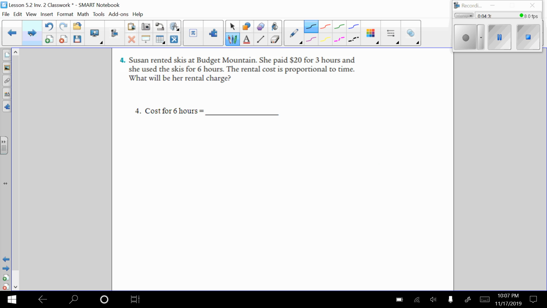So now let's look at another one. Susan rented skis at Budget Mountain. She paid $20 for 3 hours, and she used the skis for 6 hours. The rental cost is proportional to time. What is her rental charge?